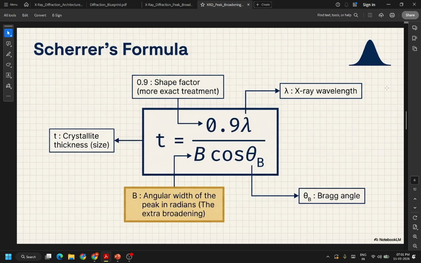T equals 0.9 lambda by B cos theta B. So 0.9 is your shape factor, which is instead of 1 it's 0.9, so it's a more exact treatment. Lambda is your X-ray wavelength, T is your crystallite size, theta B is your Bragg angle, and B is your angular width, that is the full width at half maximum, FWHM, in radians, not in degrees.